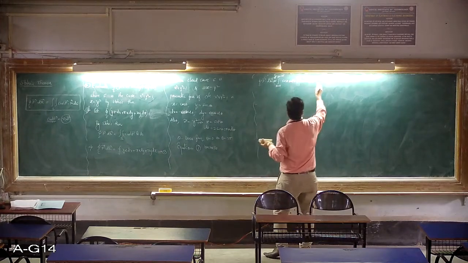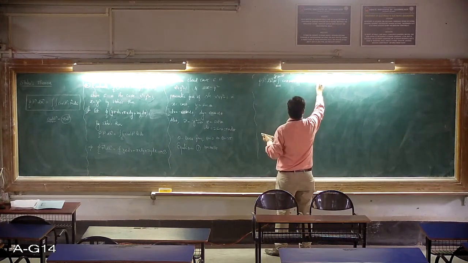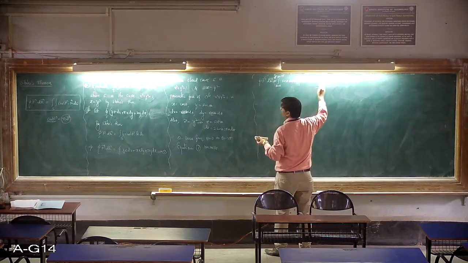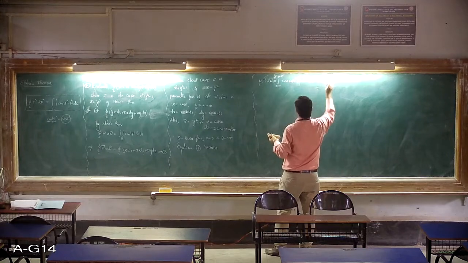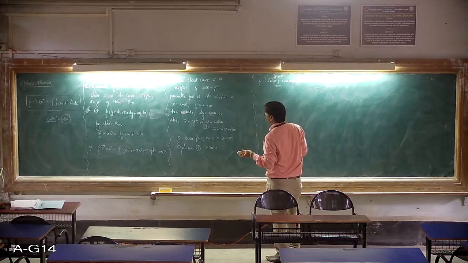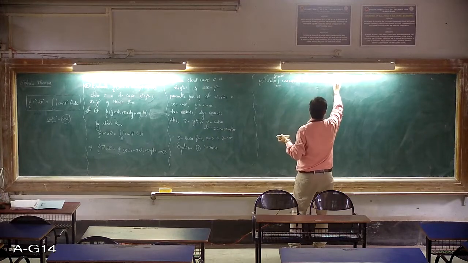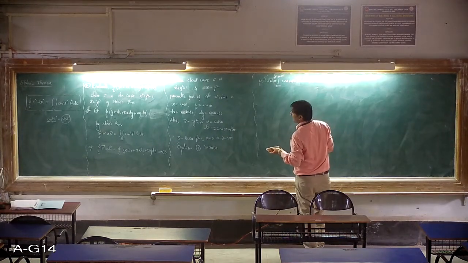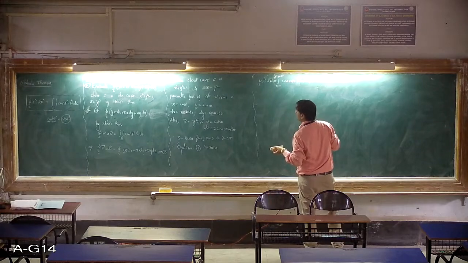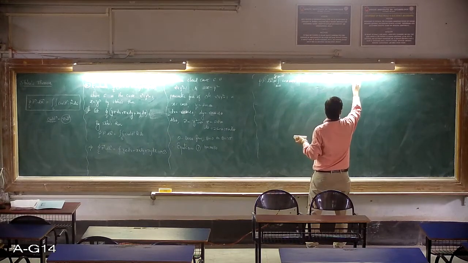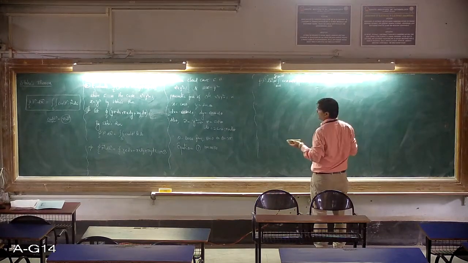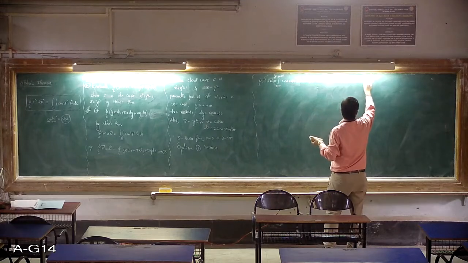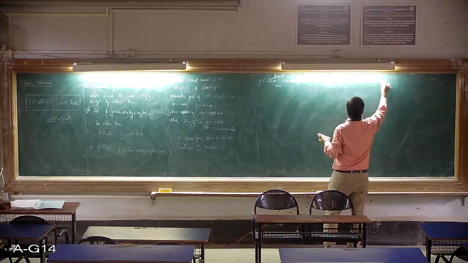Plus zx dy. Here z is sin square theta, x is cos theta, and dy is cos theta d theta. Plus xy dz, where x is cos theta, y is sin theta, and dz is 2 sin theta cos theta d theta.